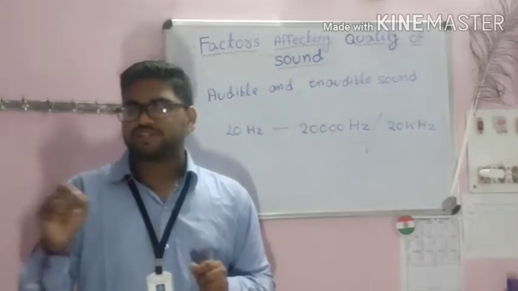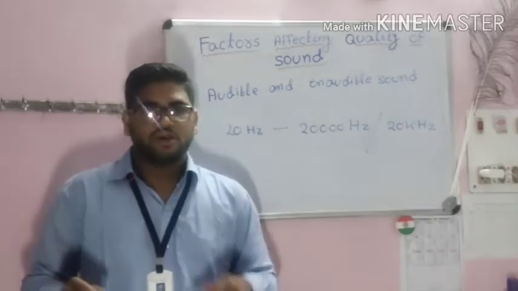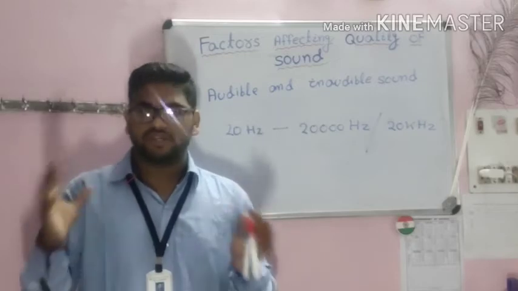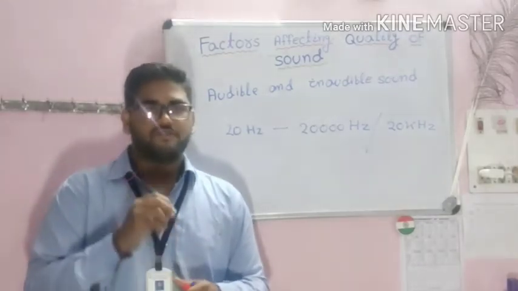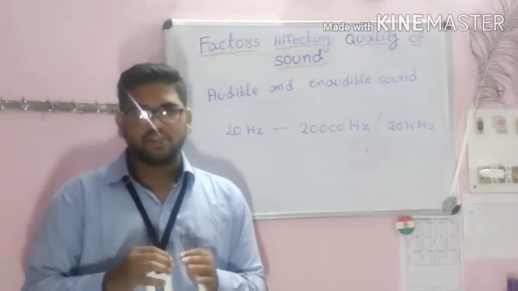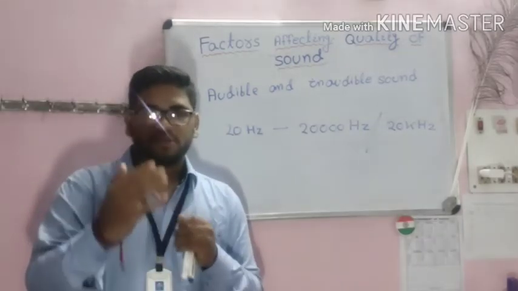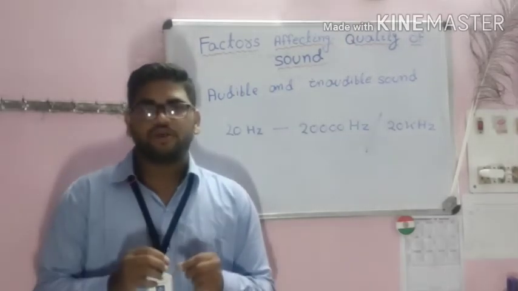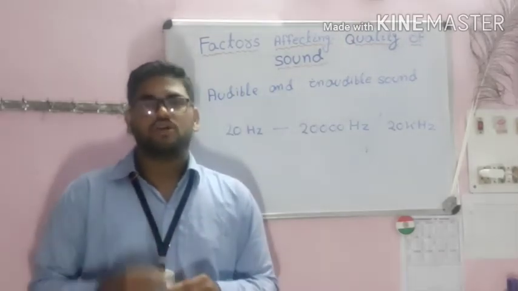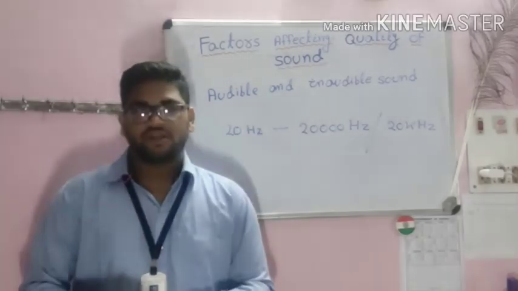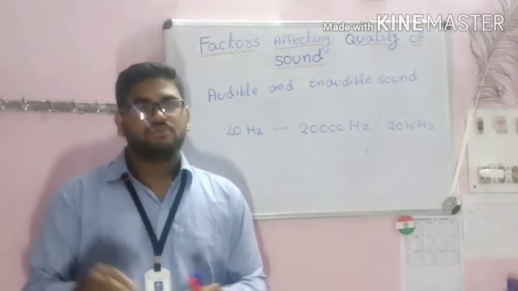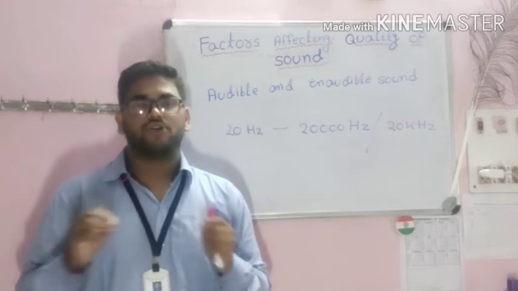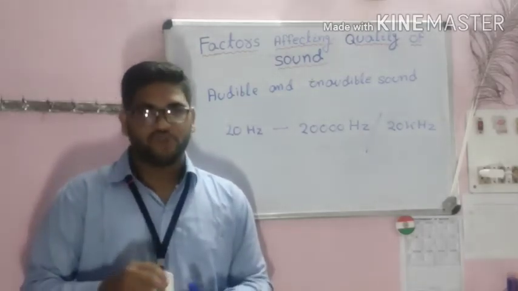But this is not the same in the case of all animals. As an example, dogs have ears that are more sensitive, so they can hear sounds whose frequency is above 20,000. Normally, policemen use high frequency whistles that cannot be heard by humans, but can be heard by dogs. So this is about today's video.